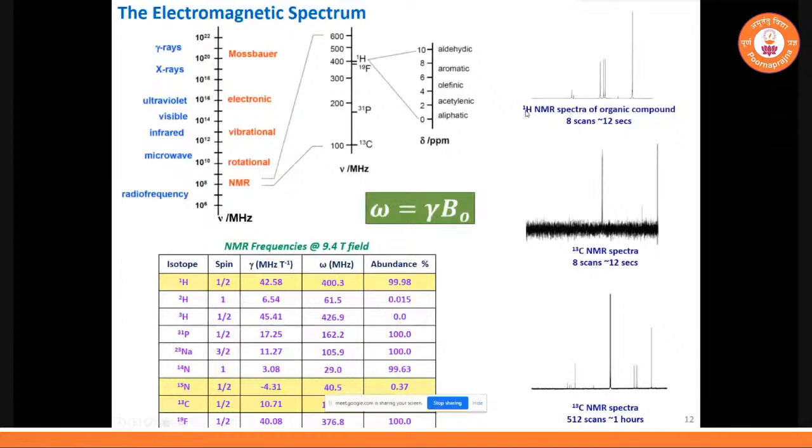So if you record a proton spectrum, you immediately get the signal because it has a high abundance. Whereas for carbon, if you record a spectrum for 8 scans and for the same amount of time, you will not get that good resolution as well as sensitivity because it is low abundance, because the number of nuclei contributing to that signal is less. So we have to go for higher and higher scans. So that's the problem for low gamma nuclei.